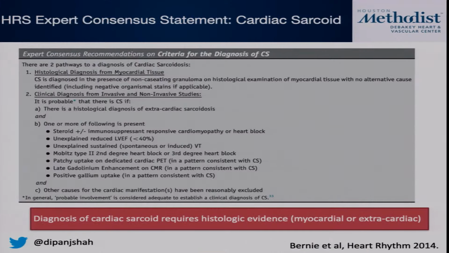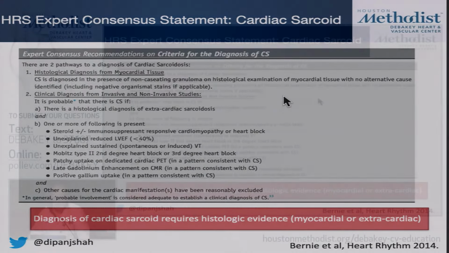So let me skip forward in the interest of time and talk about our Heart Rhythm Society expert consensus statement on how we should approach these patients and how we see these patients in the lab. I think there are two pathways you need to think about. There are those patients who have known sarcoidosis involving some extracardiac organ. And in those cases, if you see evidence of myocardial abnormalities on MRI, I think that makes a very high likelihood that there's cardiac involvement.